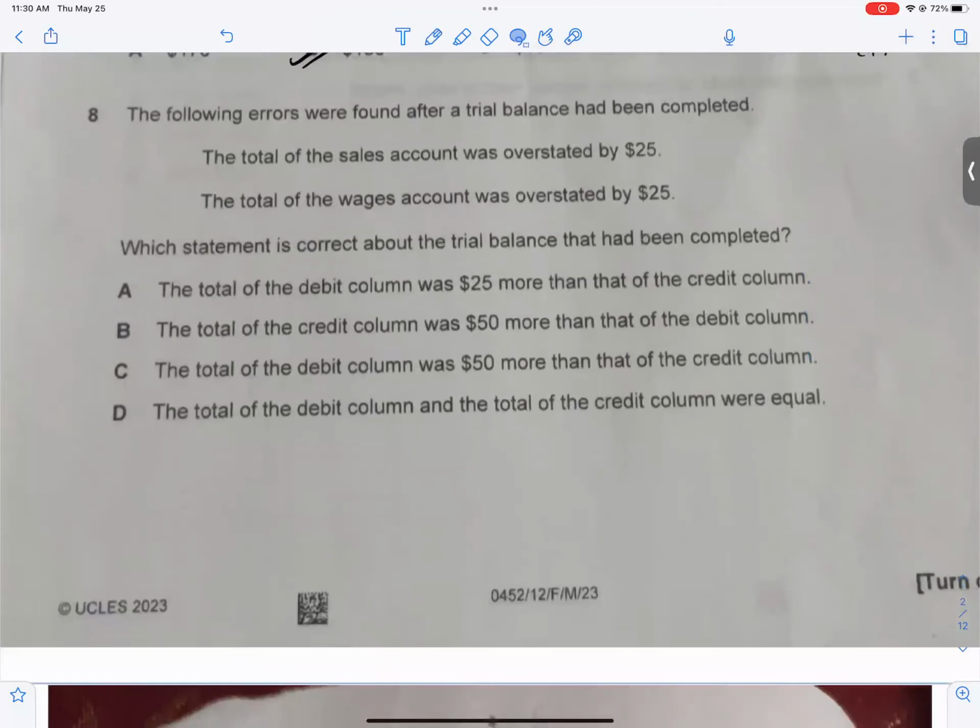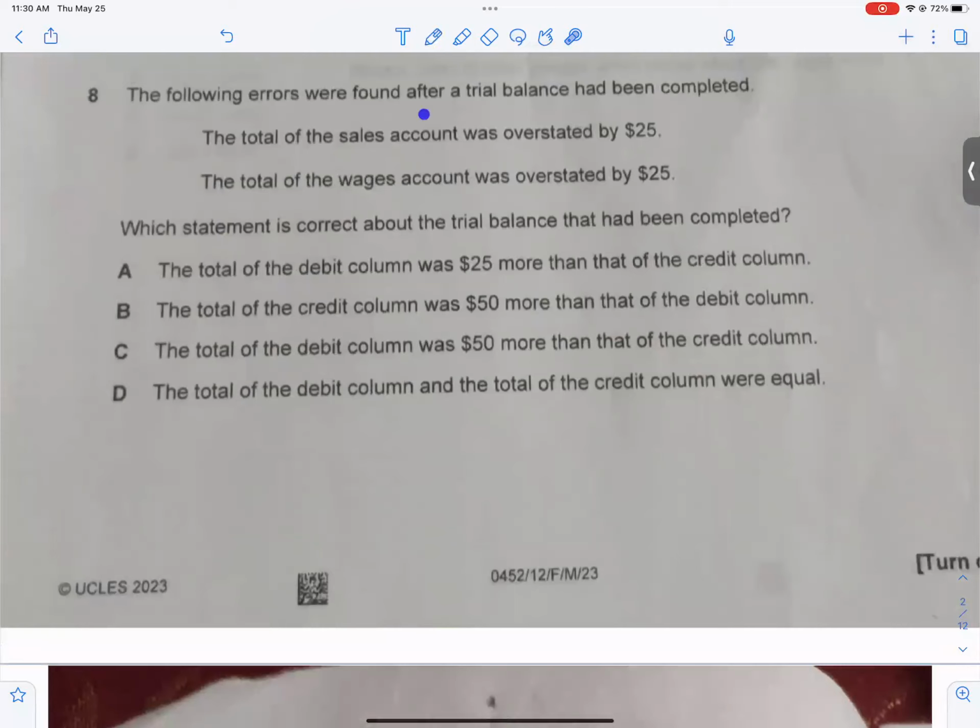The following errors were found after trial balance had been completed. The total of sales account was overcast by 25. Miss, overcast means opposite side. So sales was debited by 25? No, opposite side. You will do the correction on the opposite side. Oh, okay. So sales was overstated, so that means credit was overstated. So when I do correction, I will do sales debit 25. Overcast, you write on the opposite side.